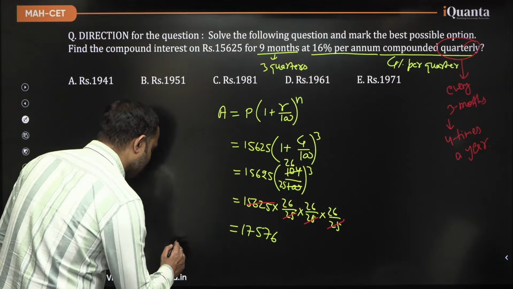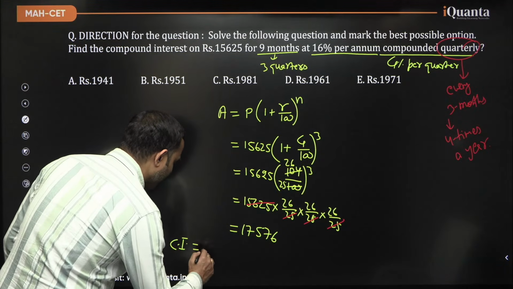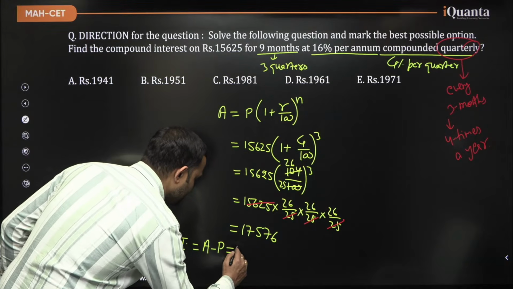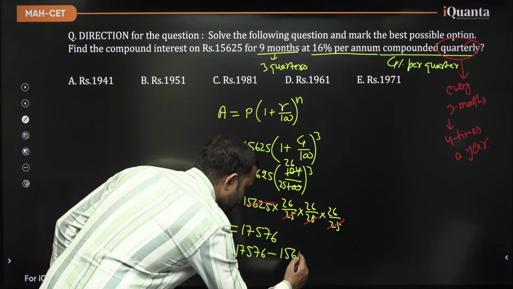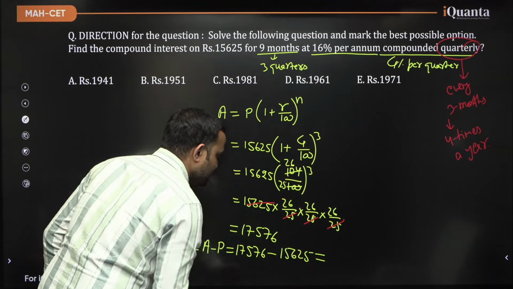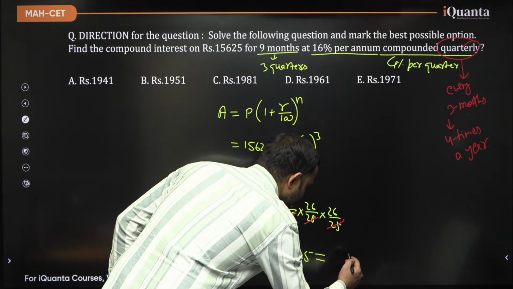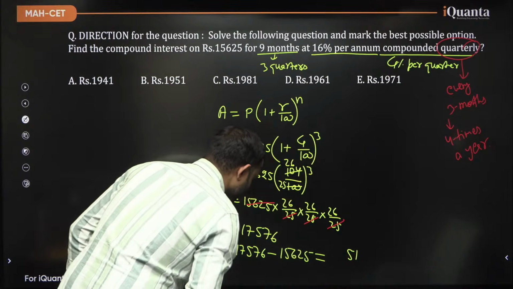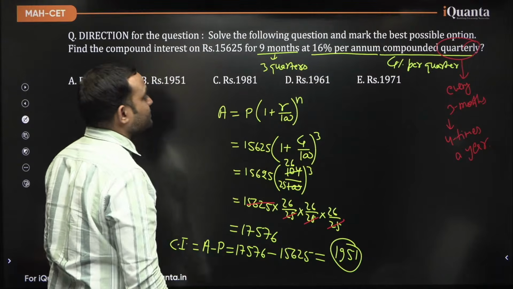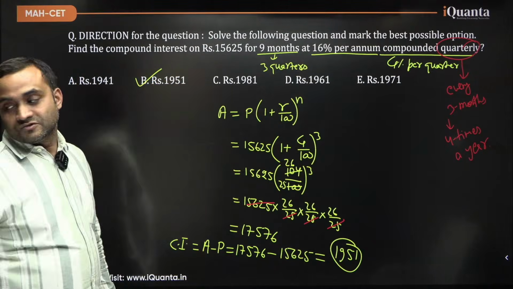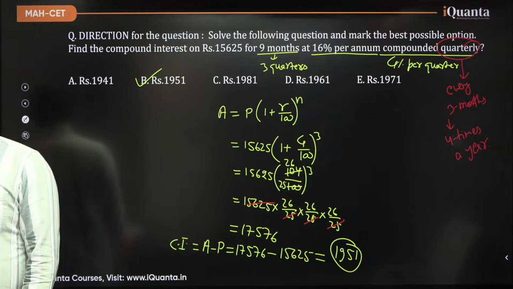So, what will be the compound interest? Compound interest is amount minus principal. 17,576 minus 15,625. 76 minus 25 is 51. 175 minus 156 is 19. So, 1951. So, the answer is option B.